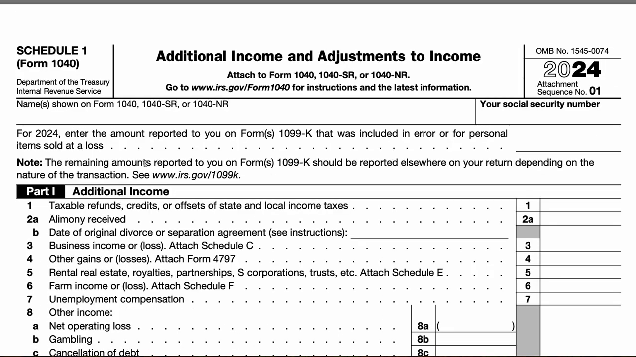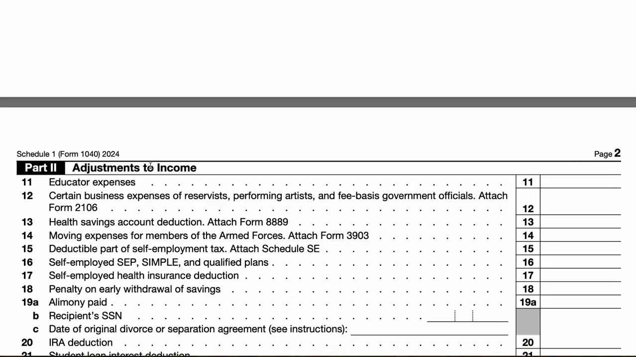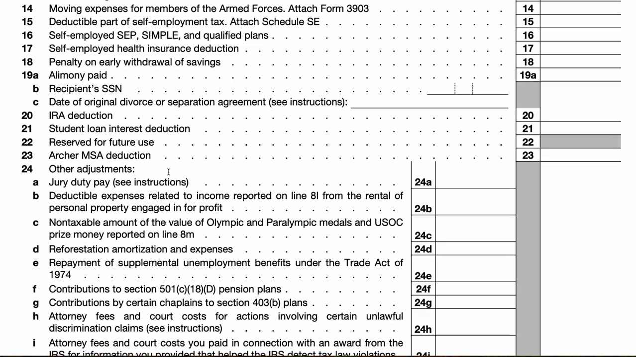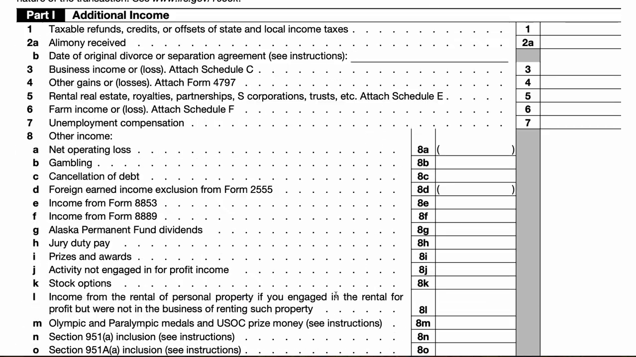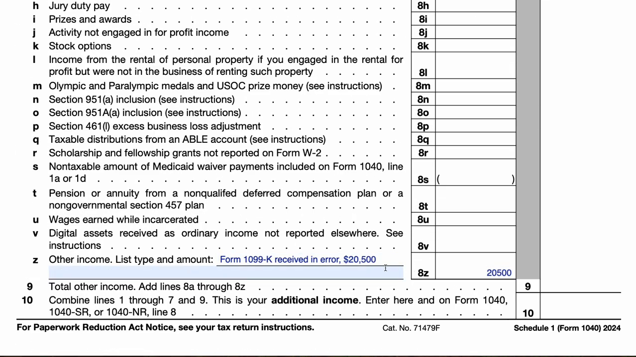Now, we're on Part 1 of the Schedule 1. If you go to page 2 of the Schedule 1, which is included in your return, you go down to line Z, same line, but on Part 2, on page 2, you're going to write the same thing, and you're going to put that number in here so it cancels out. You're putting the same number in here, which is deducted from this number here, so it balances out. Now it makes sense to the IRS.